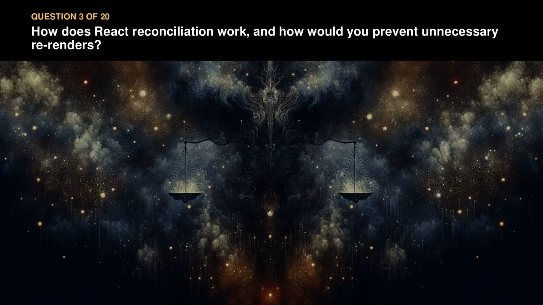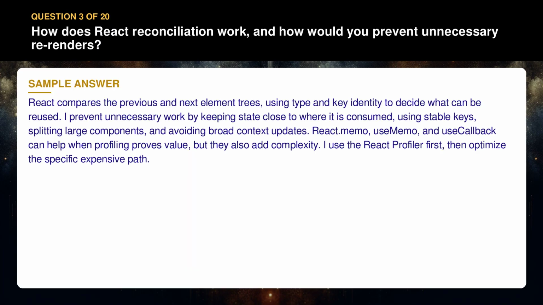Question 3. How does React reconciliation work, and how would you prevent unnecessary re-renders? React compares the previous and next element trees, using type and key identity to decide what can be reused. I prevent unnecessary work by keeping state close to where it is consumed, using stable keys, splitting large components, and avoiding broad context updates. React.memo, useMemo, and useCallback can help when profiling proves value, but they also add complexity. I use the React Profiler first, then optimize the specific expensive path.